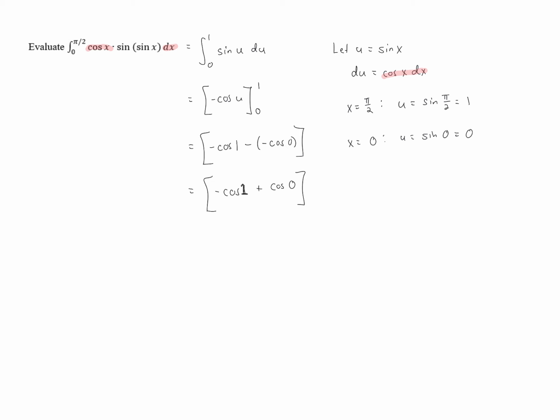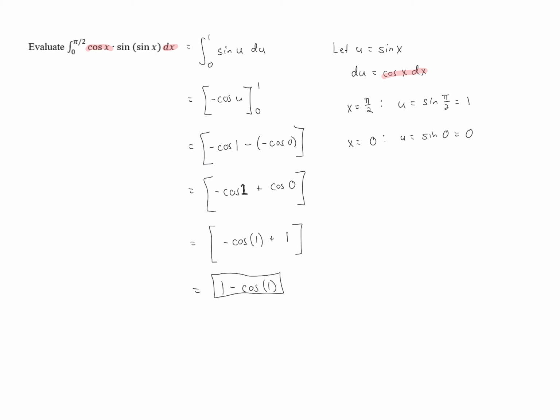Now, cosine of 0 is 1, but we don't know what cosine of 1 is. That's not a nice angle. We could use a calculator to get an approximation, but if we're not asked for that, we should leave it exactly as it is. So this is negative cosine of 1 plus 1, which we can write as 1 minus cosine of 1. That is our exact answer.